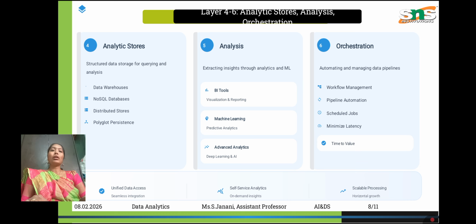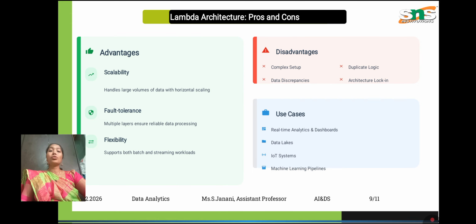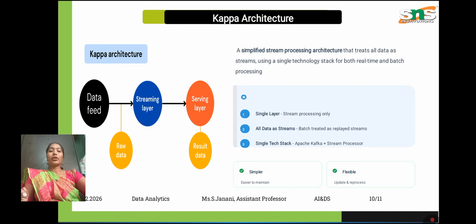The moral of the story is to collect the data, store the data, process the data, analyze it using AI tools or any algorithms, and visualize the result. Here we have used the lambda architecture. The lambda architecture is designed to handle massive quantities of data. It takes advantage of both batch and streaming at the same time. Its advantages are scalability, fault tolerance, and flexibility. The disadvantage is complexity.